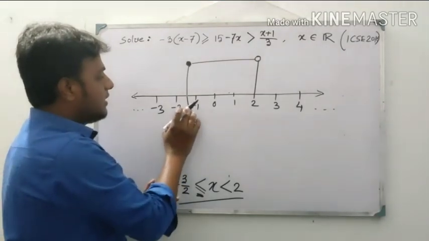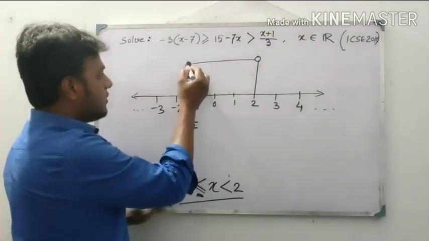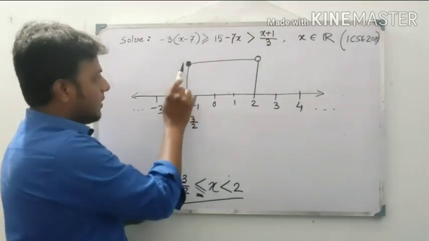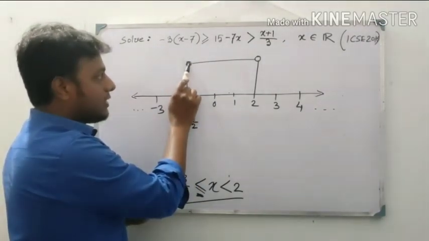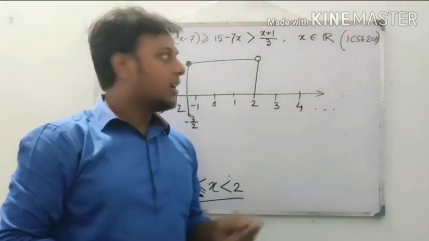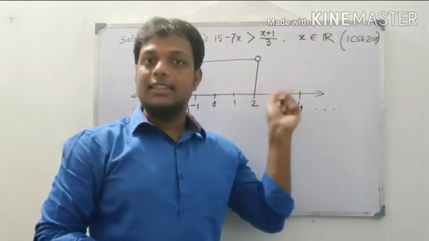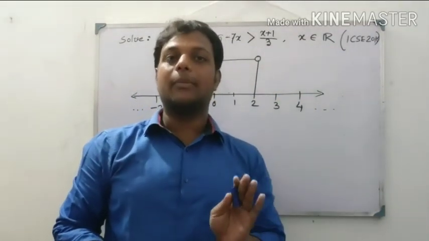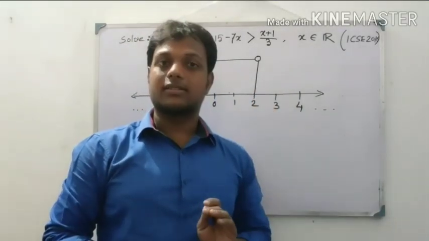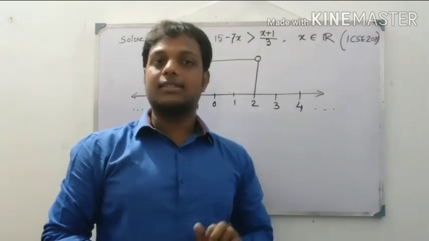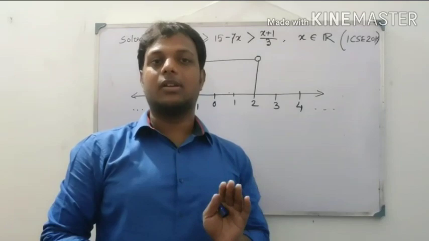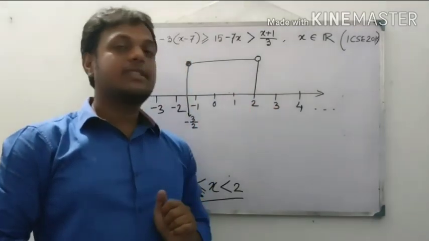Easily, if you see this diagram, then you can understand that the solution is from minus 3 by 2 less or equals to x less than 2. This completes the solution. Exactly this type of problem will come in the ICSE exam, and it carries 4 marks. Understood? So you have to practice it properly. Any problem that comes in ICSE, you have to solve.